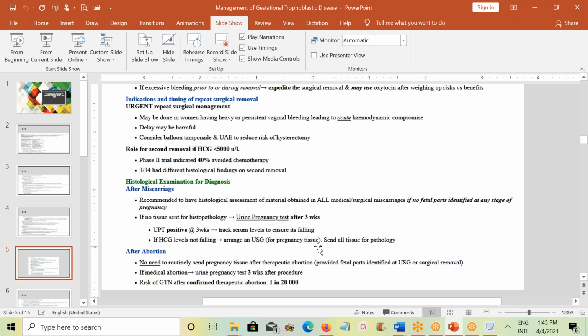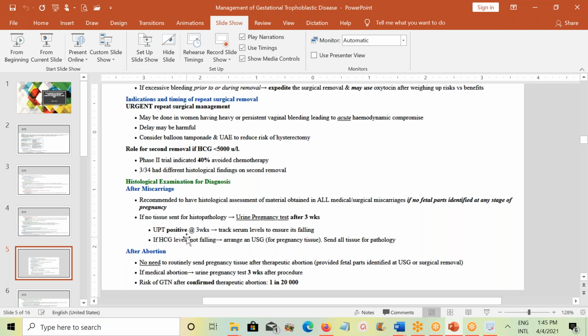In the first condition, when we are doing the serial beta hCG, here we didn't see the fetal parts, so don't confuse the two conditions. The first condition is in which we saw no fetal parts, so send the tissue for histopathological examination. If we are not sending the tissue for histopathology, then we have to repeat the urine pregnancy test after 3 weeks. That is the point.